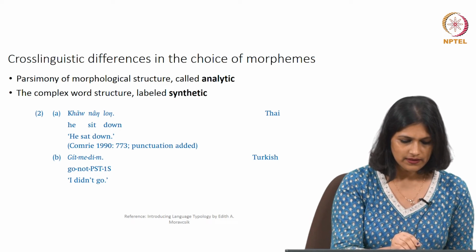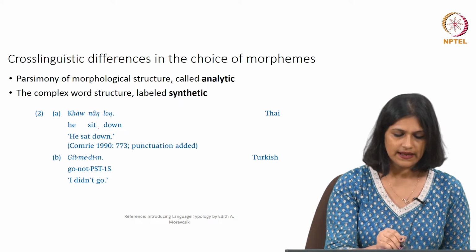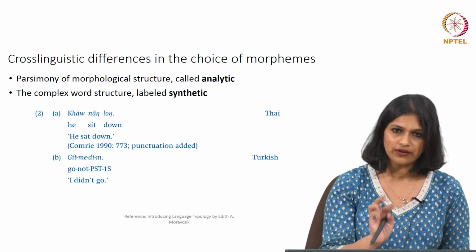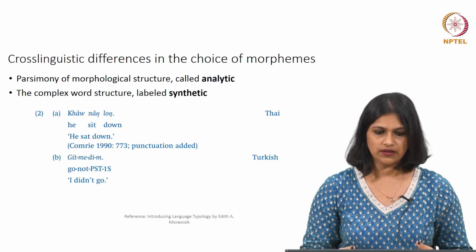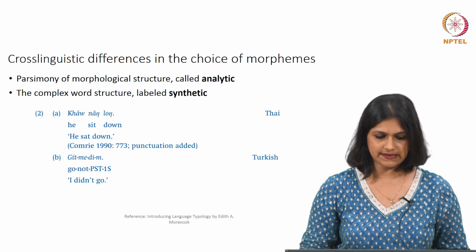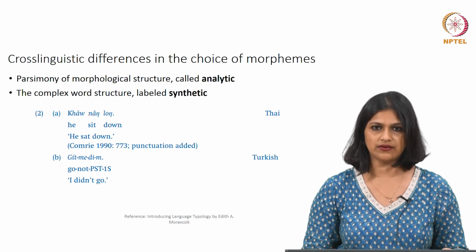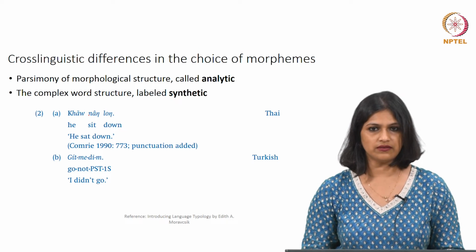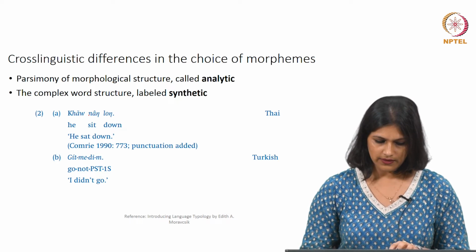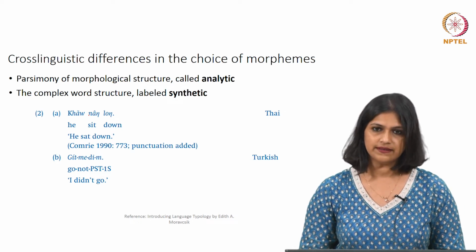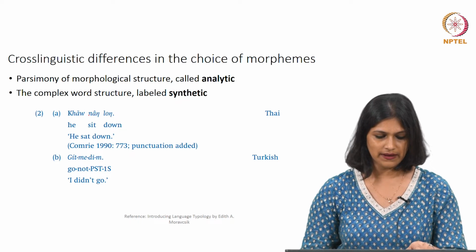The corresponding English words are he, sit and down, and there are three different words related to three different words in the sentence. So, he has been denoted with a different word, sit has been denoted with a different word and down has been denoted with a different word. On the other hand, if you look at the Turkish data given over here, there is only one word, and you see git me dim.